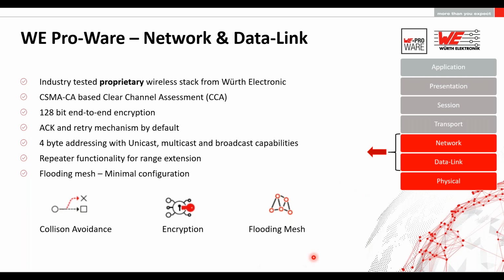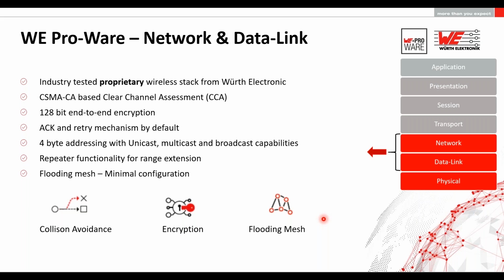Mesh has, in the modern day, become a really important functionality. Mesh networking enables the user to extend the range of the network, and provides additional possibilities like sending the same packet through the network over multiple links, and thereby creating a robust network. The WE ProWare out of the box offers flooding mesh functionality without additional provisioning.